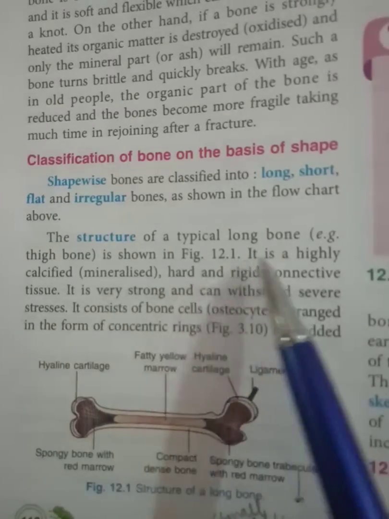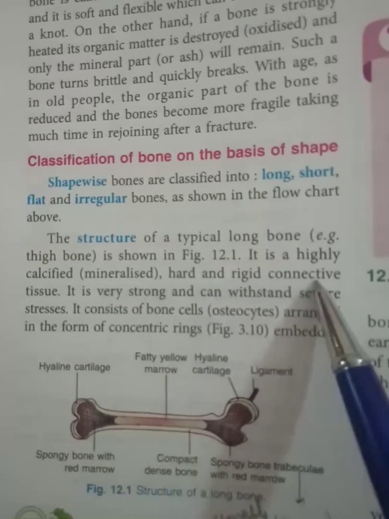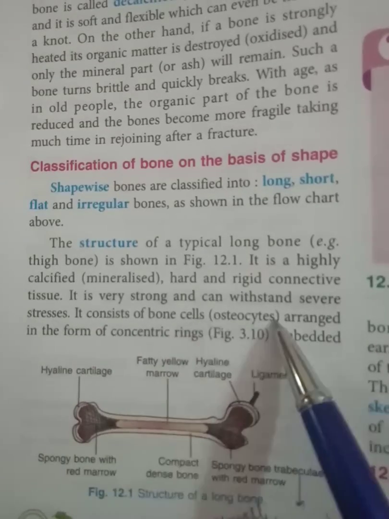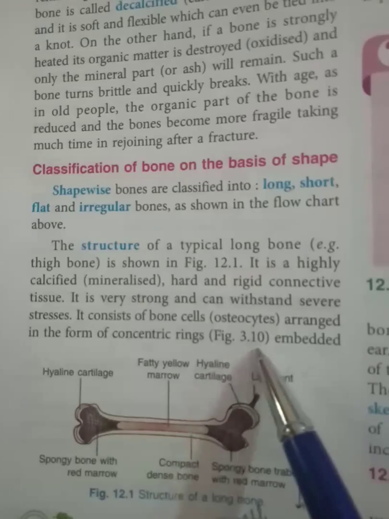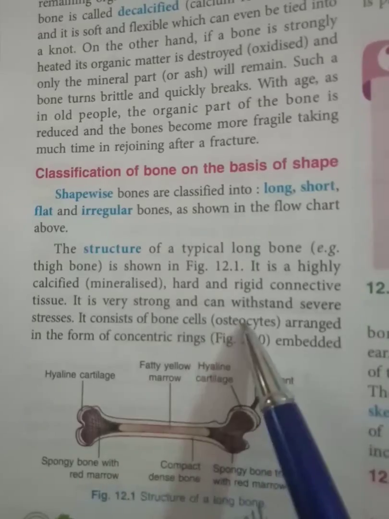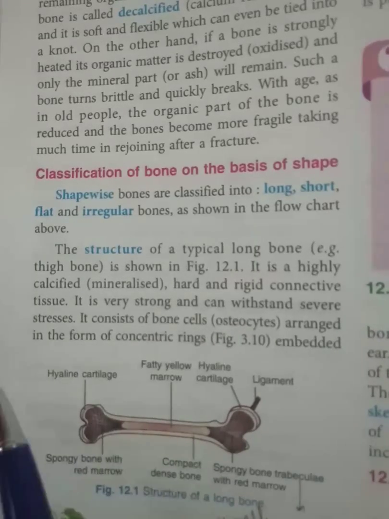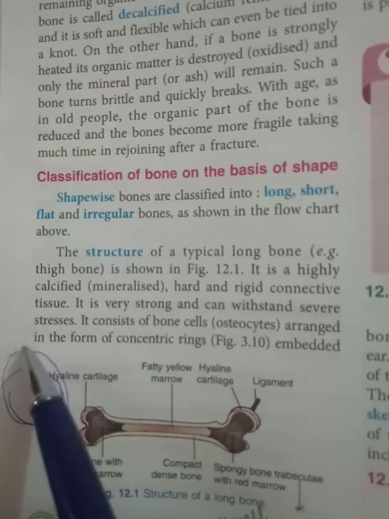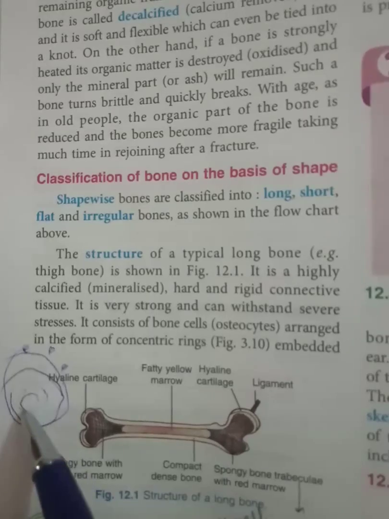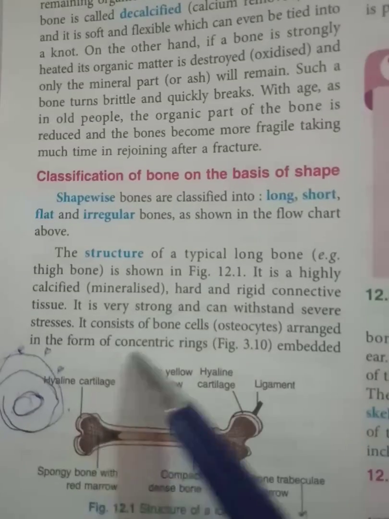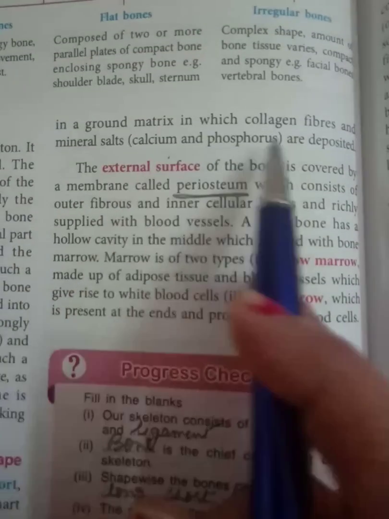Okay, so it is highly calcified, hard and rigid connective tissue, very strong and can withstand severe stress. It consists of bone cells, osteocytes. This we have explained in the tissue chapter. Their diagram is given in 3.10. You have to refer to that. Osteocytes, those bone cells, are arranged in the form of concentric rings, like this. Here we have the osteocytes, and the central canal is called the Haversian canal. This way inside bone the cells are arranged. They are embedded in a ground matrix in which collagen fibers and mineral salts are deposited.